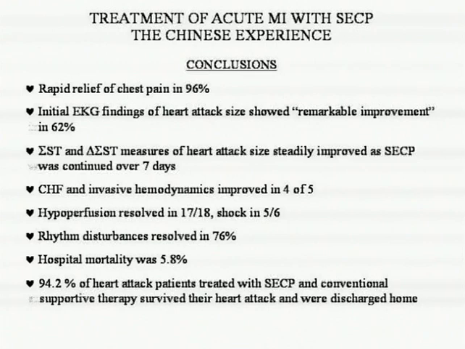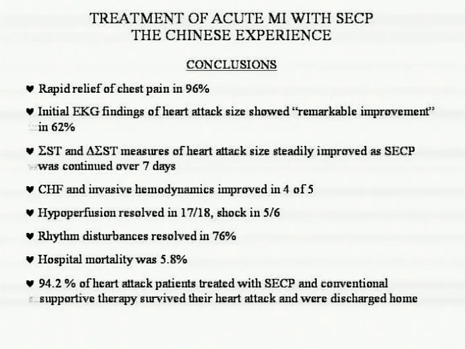The initial EKG findings of heart attack size steadily improved. It improved in 62%. They did 35 lead EKG measures of heart attack size. They improved. 5 had indwelling pulmonary catheters to monitor their hemodynamics. Heart failure improved in 4 out of the 5. Hypoperfusion, poor blood flow, resolved in 17 of 18. Shock in 5 out of 6. Rhythm disturbances resolved in 3 out of 4.